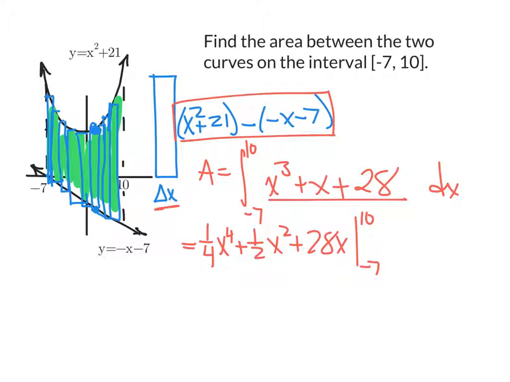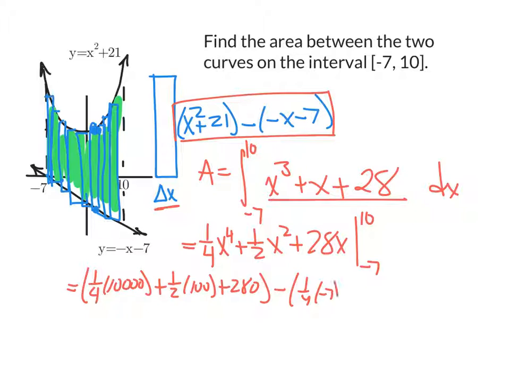How we evaluate this is to first take that 10 and plug it into the expression, so we'll have 1/4 times 10 to the 4th, plus 1/2 times 10 squared, plus 28 times 10. Then we'll take in negative 7 and plug that in as well. So I'll have 1/4 times negative 7 to the 4th plus 1/2 times negative 7 squared plus 28 times negative 7. When it's all said and done, this should give us an area of 2,401 1/4.